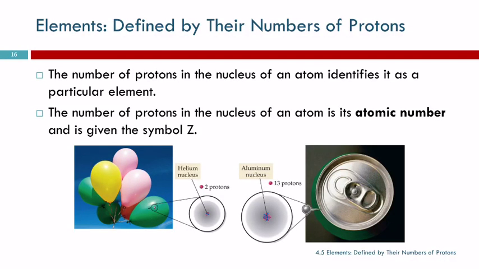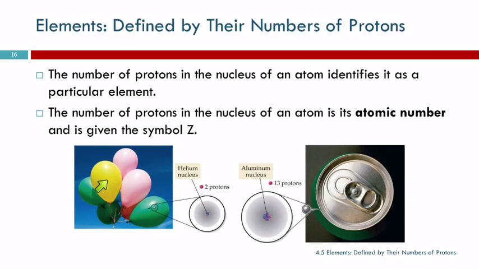So how do we identify a given atom as belonging to a particular element? It's the number of protons. That's the identifying characteristic of an atom, the number of protons. So the number of protons is called the atomic number, and it's given the symbol Z. I don't know why, but it is. Z for atomic number.